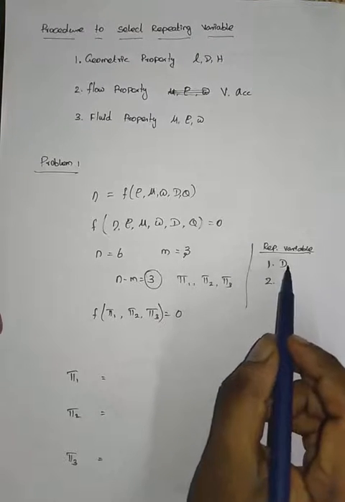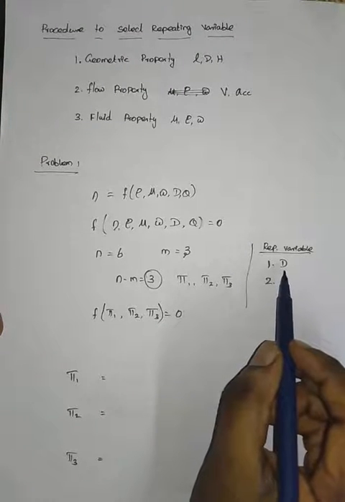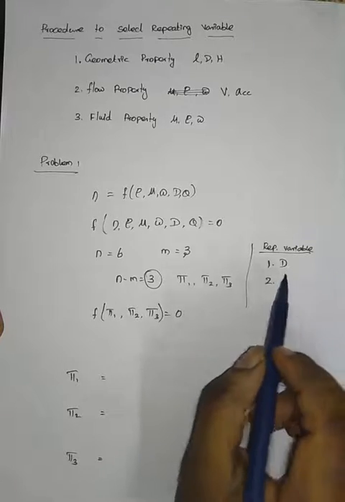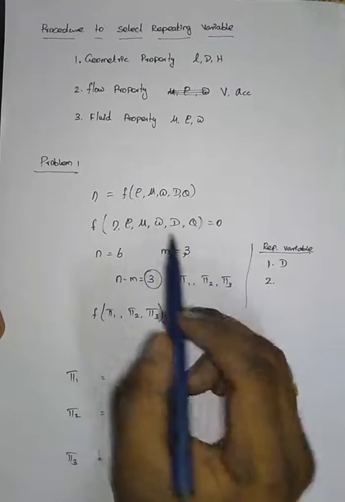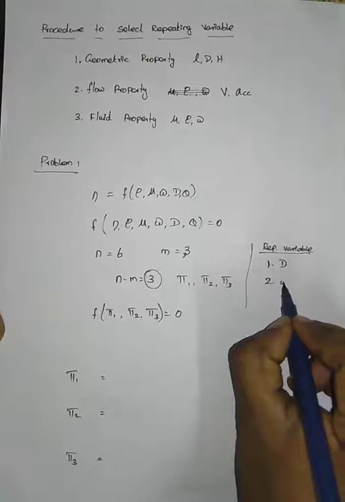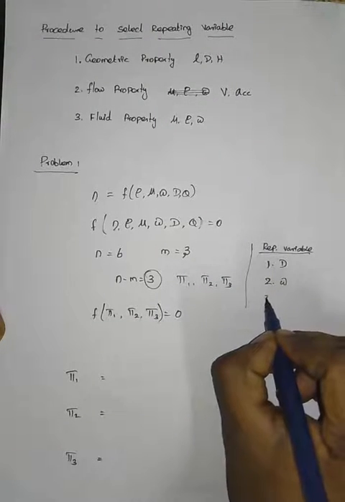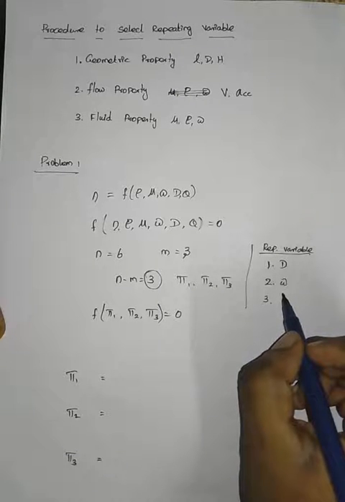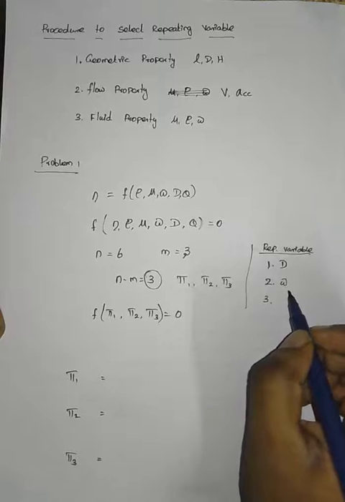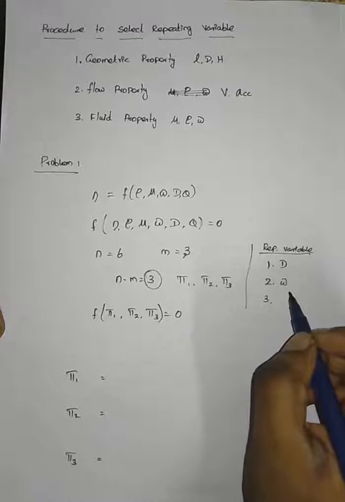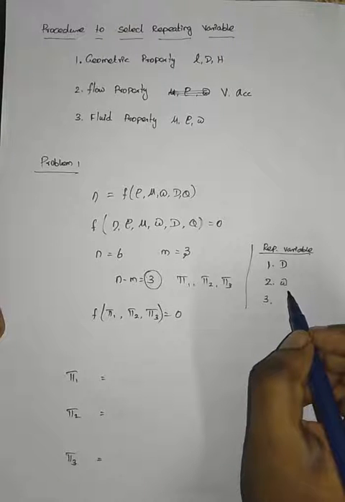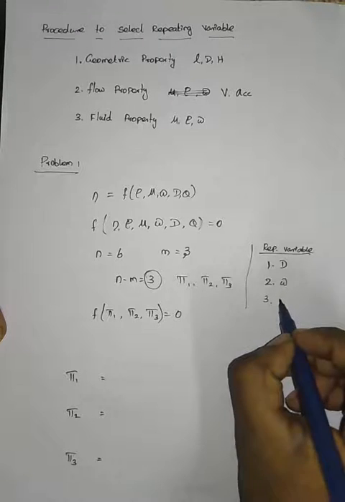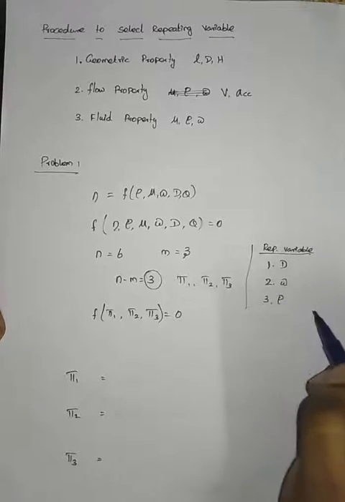The second repeating variable should be a flow property, that is velocity or acceleration. Here the angular velocity is given. So the second repeating variable is angular velocity. And the third repeating variable must be a fluid property like viscosity or density. The fan problem mostly depends on whether it is turbulent flow or laminar flow. Since the flow is not a viscous flow, you have to choose density as the repeating variable.